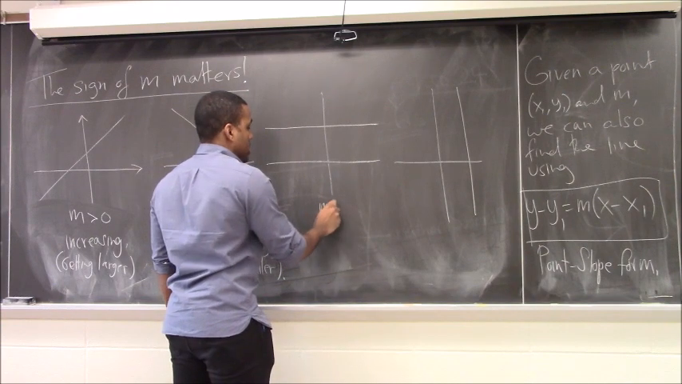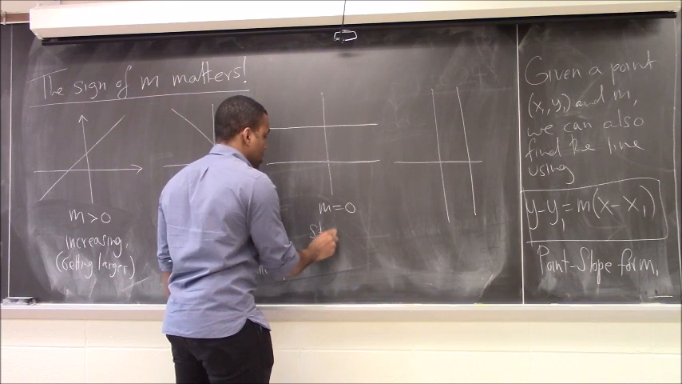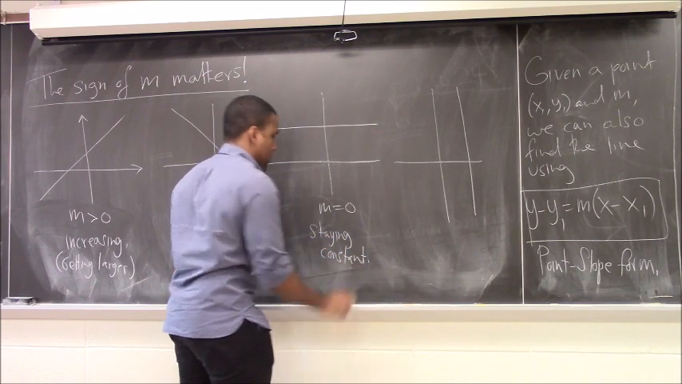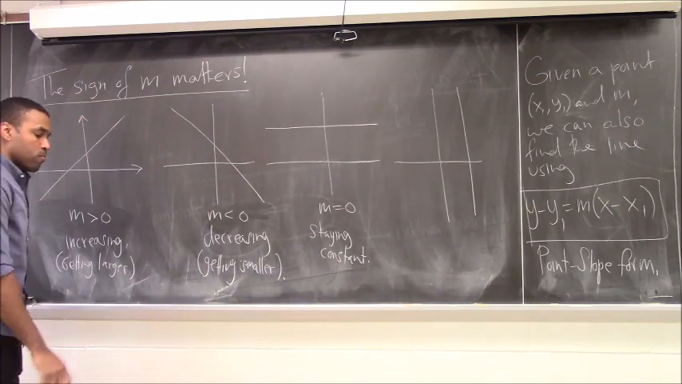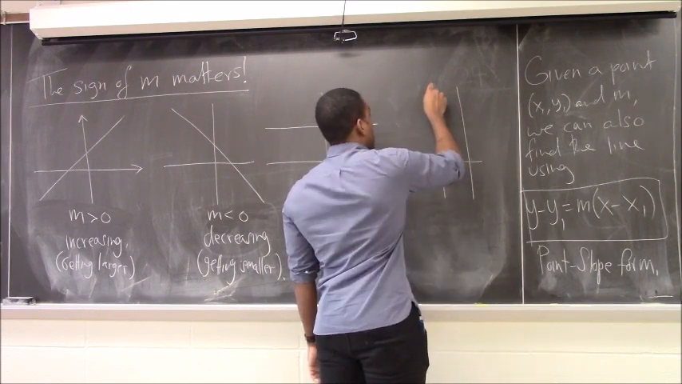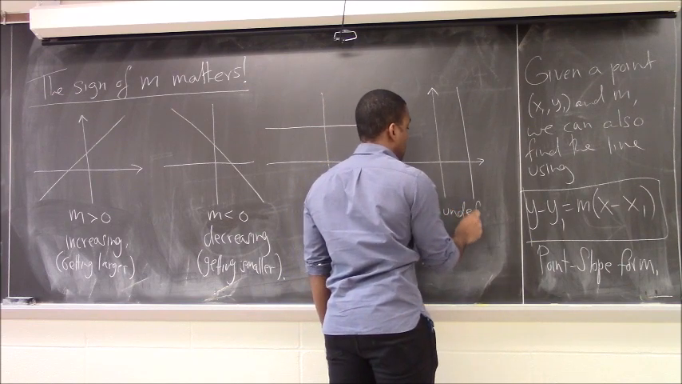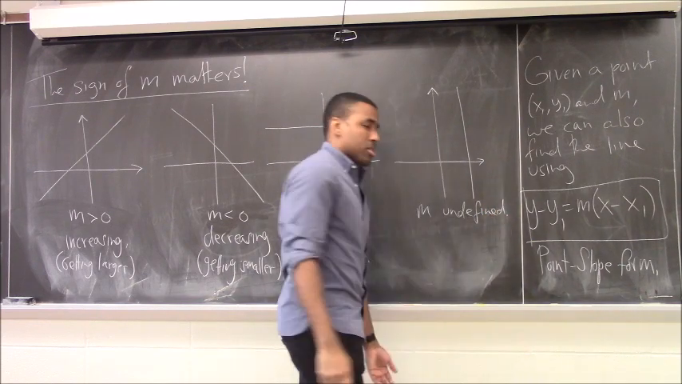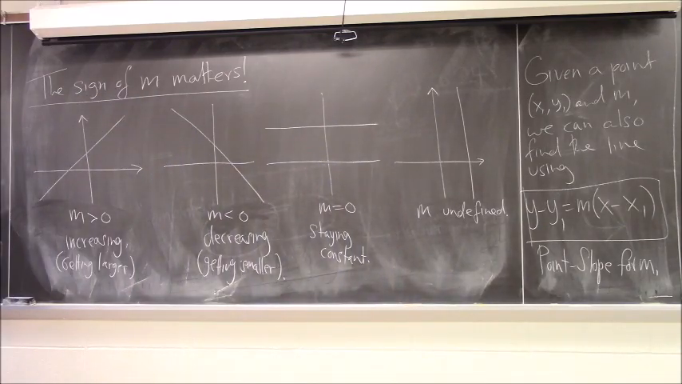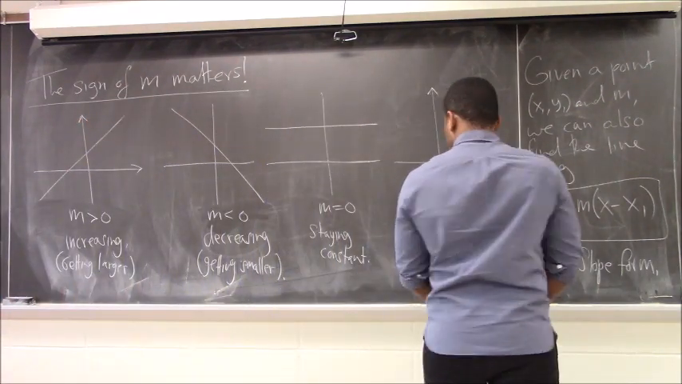In this case, your m is equal to 0. That's when you have a horizontal line. And this means staying constant. It's not moving. This one here. What's the m value for a vertical line? Undefined. So the slope here is undefined. And this means it's not a function. So for that one particular input is the only one that's valid, and we can have any y value for that function.